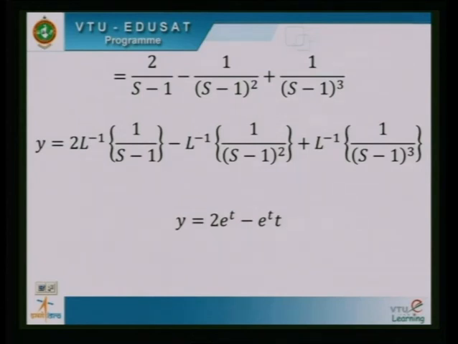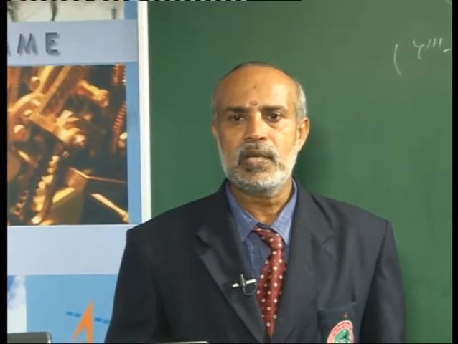Y is equal to 2 into L inverse of 1 divided by s minus 1, minus L inverse of 1 divided by s minus 1 whole squared, plus L inverse of 1 by s minus 1 whole cube. Now you can apply the inverse formula, then y is equal to 2 e to the power of t, minus e to the power of t into t, plus e to the power of t into t squared by 2 factorial. This is the required result.